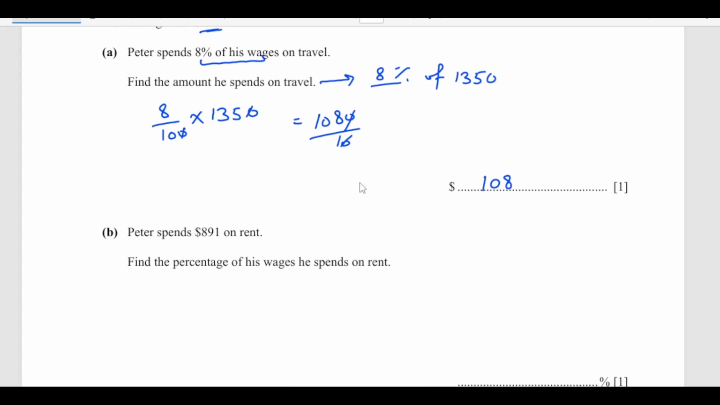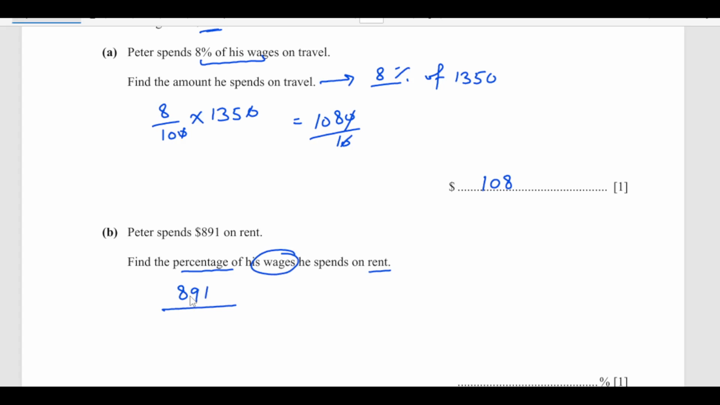Now part B, Peter spends $891 on rent. Find the percentage. Now it's the percentage of his wages he spent on rent. So he spent $891 out of his wages.